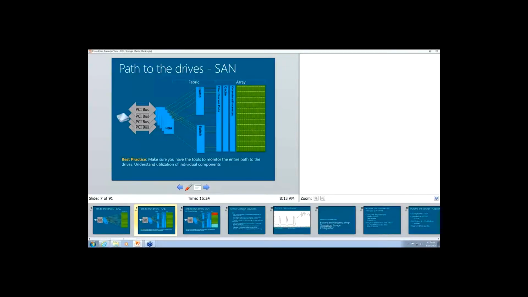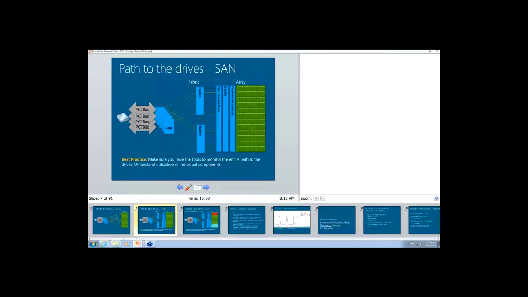Comparing that to a SAN configuration, the left side is the same. You've got the same processor, the same set of PCIe buses, and then in place of the disk controllers you have host bus adapters, which are simply an adapter between the PCI bus and fiber channel, which is the typical fabric that is used to communicate with storage arrays.